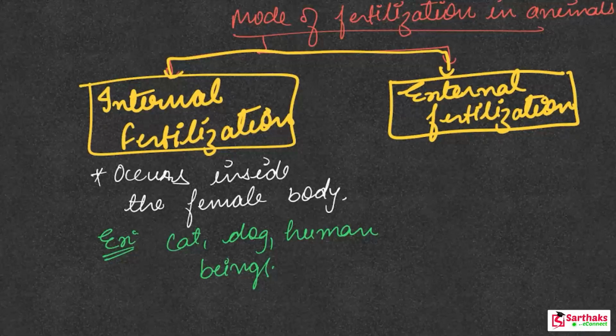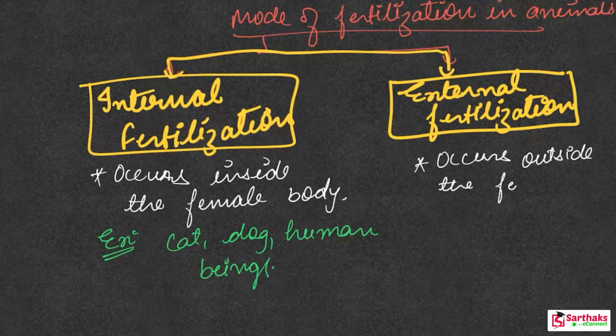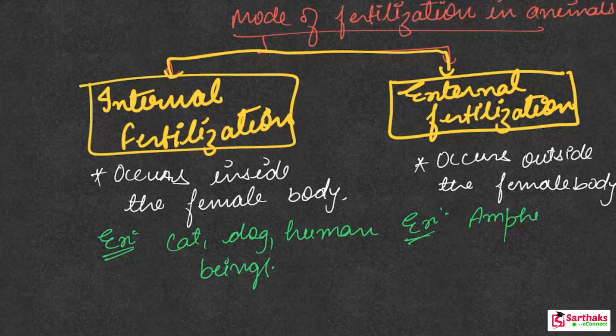Got it? Now, what about external fertilization? As the name indicates, external means outside. So it occurs when the fusion of male and female gametes occurs outside the female body. This is known as external fertilization. Examples are the amphibians. Amphibian means the frogs. Frogs are very common amphibians, and also the fishes.